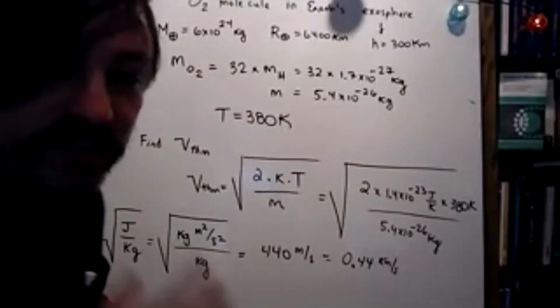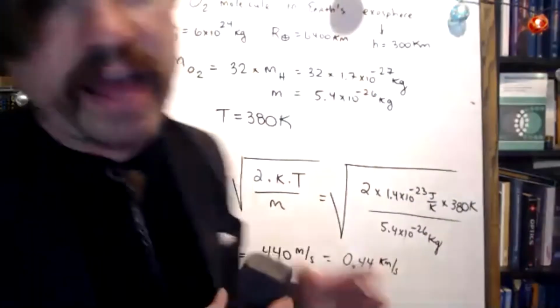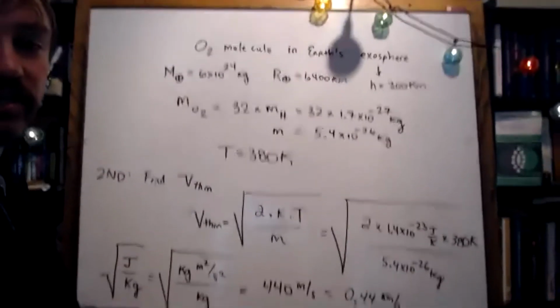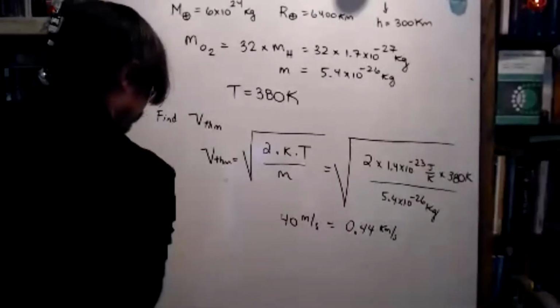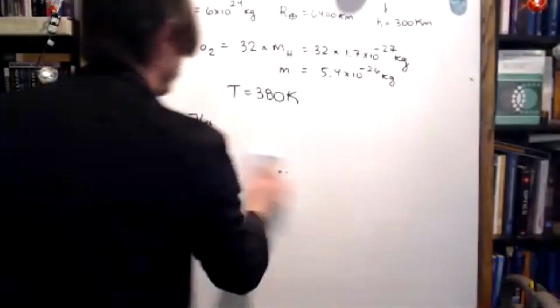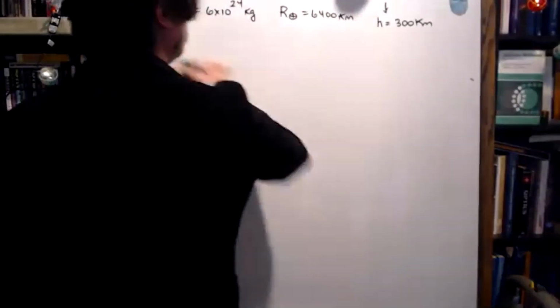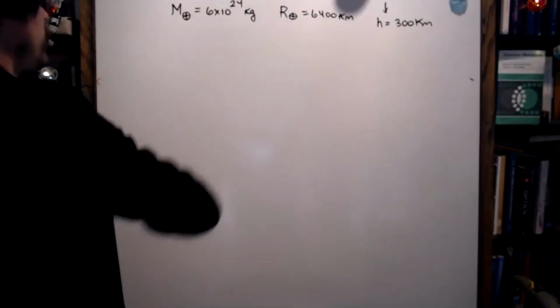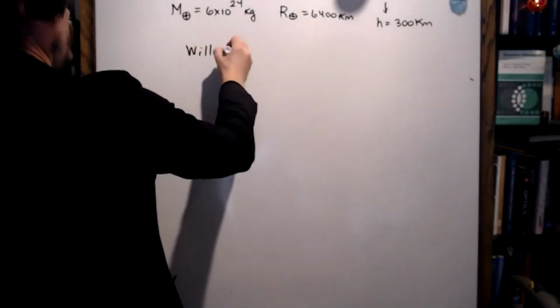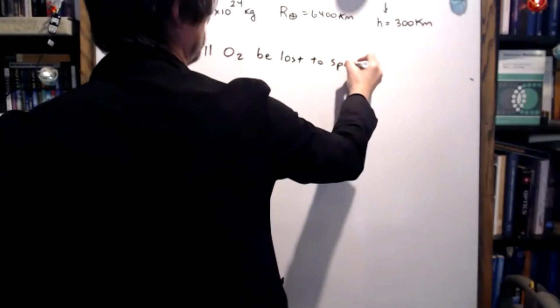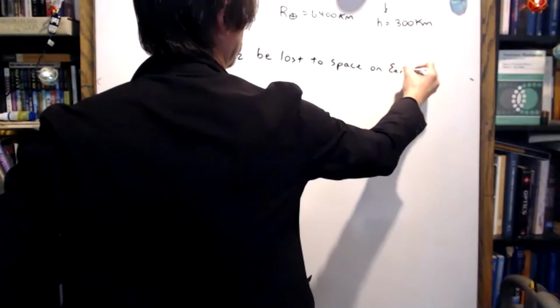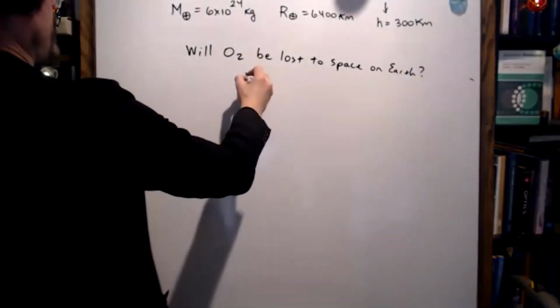Now we have to finish the job. I'm sorry to be teching you out here before Thanksgiving, but the issue is we're going to be doing this on the test, okay? So now let's apply the condition for atmospheric loss. I'm just going to back this up a little bit here. So the question that we're asking is, will O2 be lost to space on Earth? Well, let's apply the test.